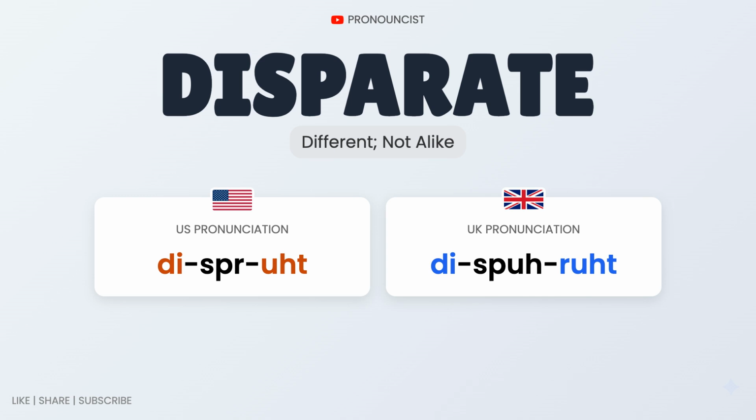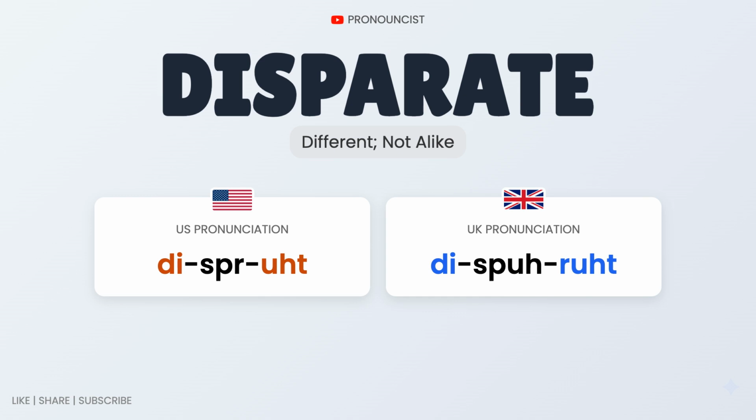Disparate. Now, read the syllables of British pronunciation shown on the screen naturally. Disparate. US drops p. UK keeps p before root.